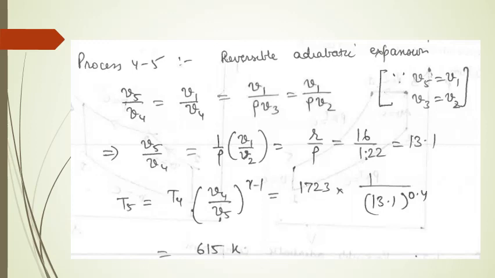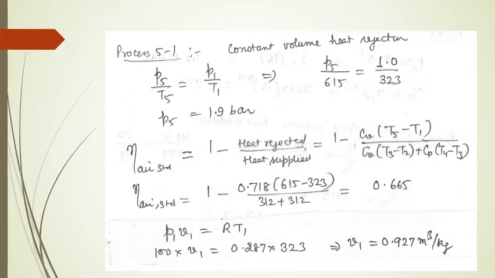Now with the help of this value, you can determine the value of T5 with the help of this expression, that is T5 is equal to T4 into V4 upon V5 raised to power gamma minus 1, and the value of T5 comes out to be 615 Kelvin. Now constant volume heat rejection process, which is indicated by process 5 to 1. So P5 upon T5, which is equal to P1 upon T1, as the volume is constant. So with this we get the value of P5 is equal to 1.9 bar.